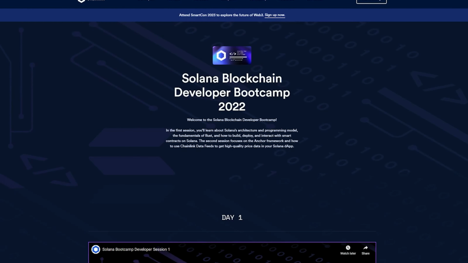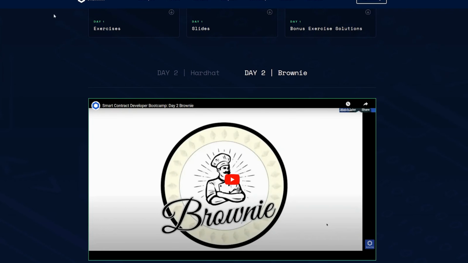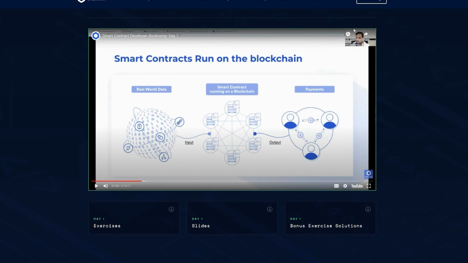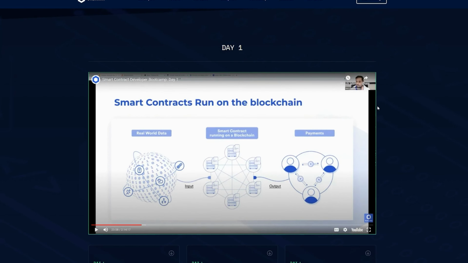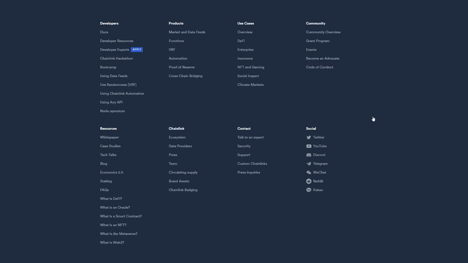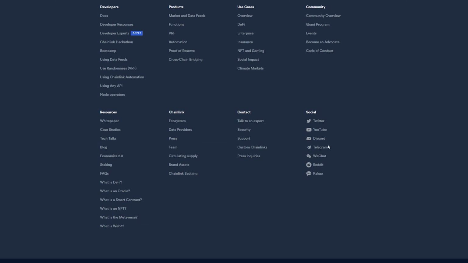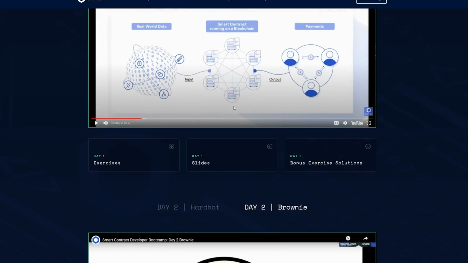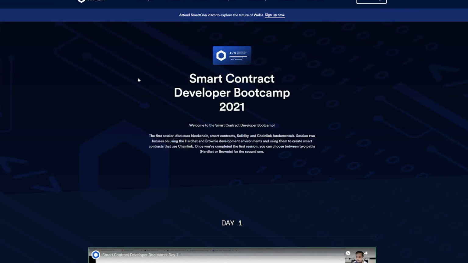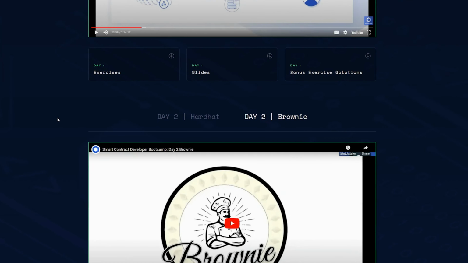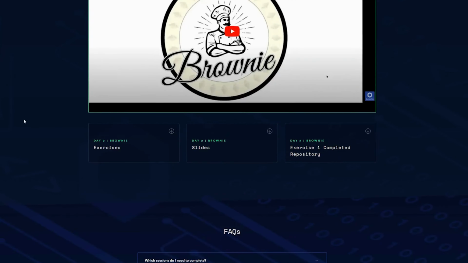One of the things that's really cool about the developer bootcamps is that you actually get to see somebody teaching your class, as opposed to a lot of these other platforms, where there's not an actual human being. And also, on the Chainlink platform, they have a ton of social media platforms where you can go and get support, specifically in the Discord. The Discord itself has, I think, over 10,000 users. And so there's a lot of information that you can gather from that.